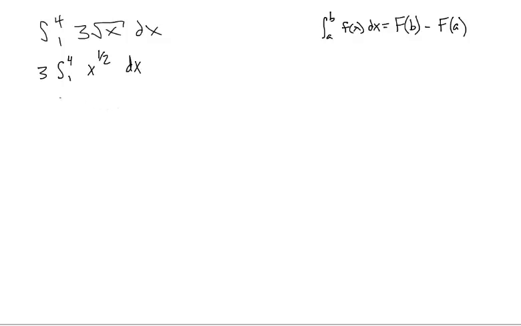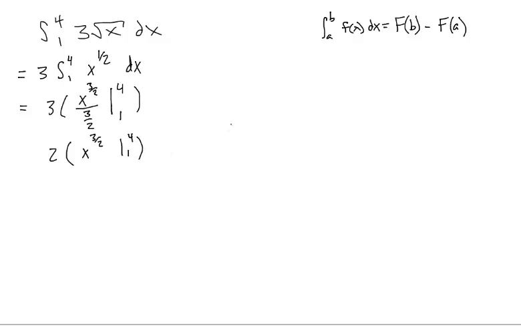And now I'm going to use the power rule. So I have 3 times x to the 3/2 divided by 3/2, evaluated. So now we put the evaluation bar instead of the plus C, and then from 1 to 4. And now I'm going to simplify my constants. I have 3 divided by 3/2, or 3 times 2/3, which gives me 2. And then I'm going to have x to the 3/2 evaluated from 1 to 4.